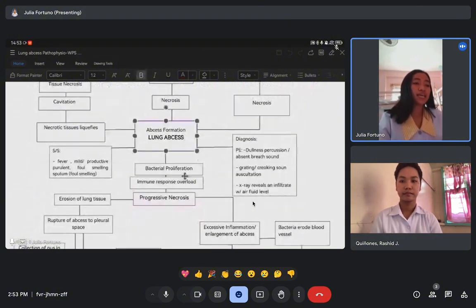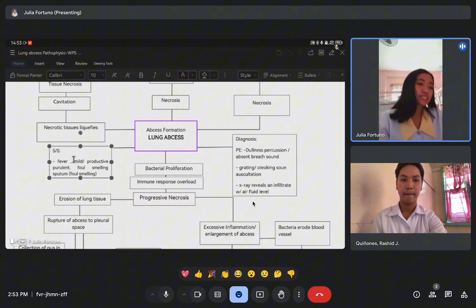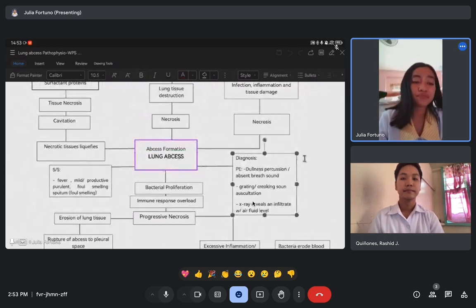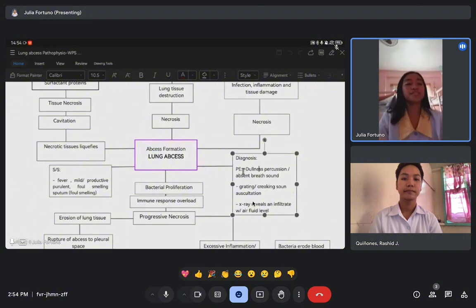So when the lung abscess is formed, the signs and symptoms are usually fever and mild productive, purulent, foul-smelling sputum, meaning that this purulent, foul-smelling sputum is usually the necrotic tissues. And when the lung abscess is diagnosed, the finding during a physical exam is dullness on percussion.